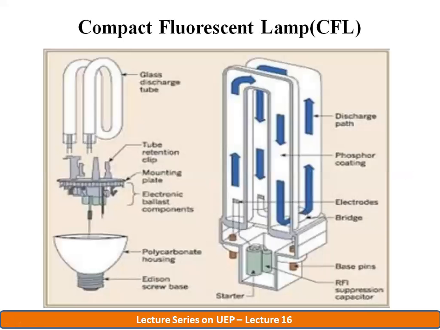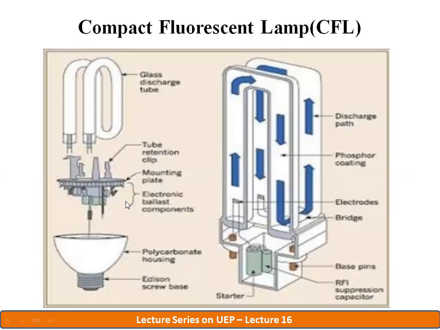We will see the compact fluorescent lamp. The working principle of the compact fluorescent lamp is similar to the fluorescent lamp. The only difference is the compact size. A U-tube glass discharge tube is shown, spiral shape or U shape. Tube, reflection cap, mounting plate, and electronic ballast are used.